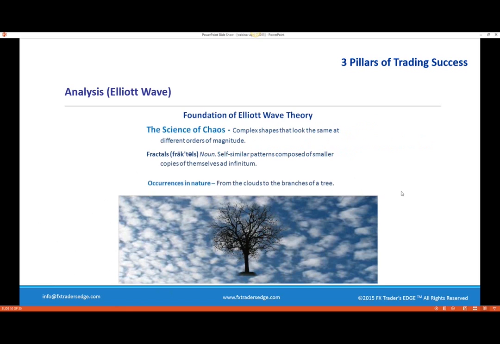Now, one thing about Elliott wave analysis is that it is based on the science of chaos, which means that complex shapes look the same, actually, at different orders of magnitude. So when we talk about things in nature like clouds in the sky or branches of the tree, if you tear off a branch from the tree, it looks like the whole tree itself. So that's a self-similar pattern that repeats over and over again. And we call that fractal, the fractal nature of the clouds in the sky or the branches of a tree.